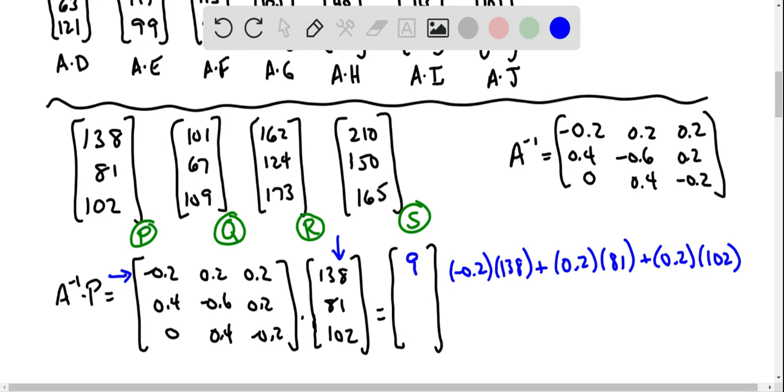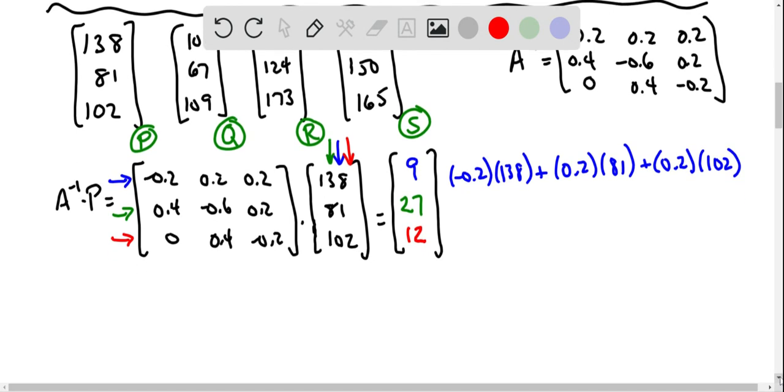Okay. Likewise, if I take the second row times that column, 0.4 times 138 plus negative 0.6 times 81 plus 0.2 times 102, I end up with a value of 27. Third element in my answer, third row times the column, 0 times 138 plus 0.4 times 81 plus negative 0.2 times 102 gives me an answer of 12. Okay, so I will do this for all of my answers.